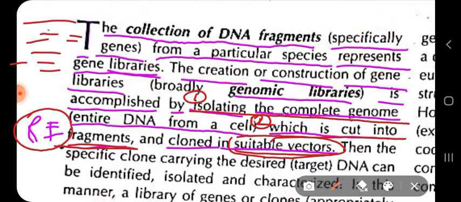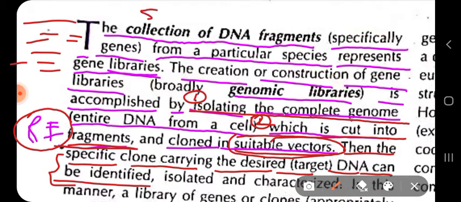Now, after cloning them in suitable vectors, normally by inserting the desired DNA fragment into the vectors, the vectors are now allowed to transfect the target host cells, where the vectors will replicate inside the host cell. Then the specific clone carrying our desired target DNA can be identified by a process called screening.